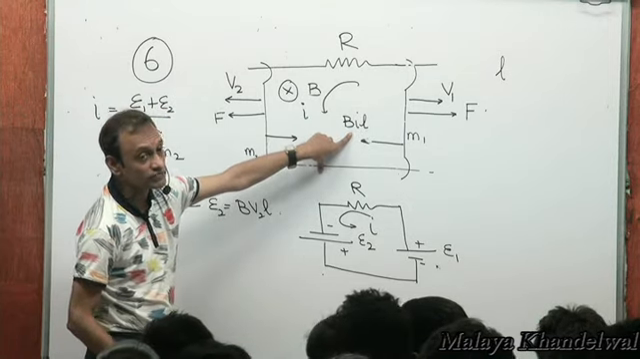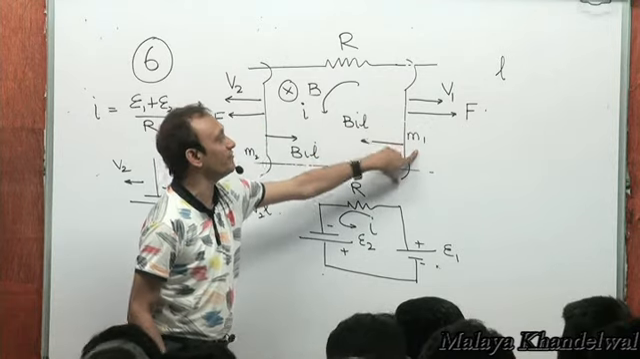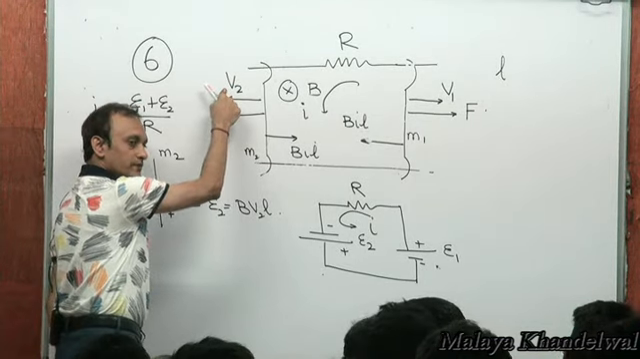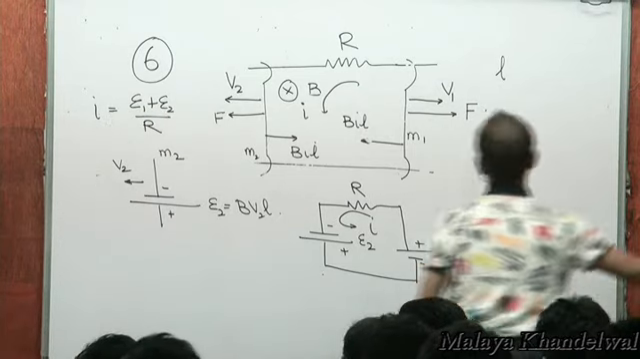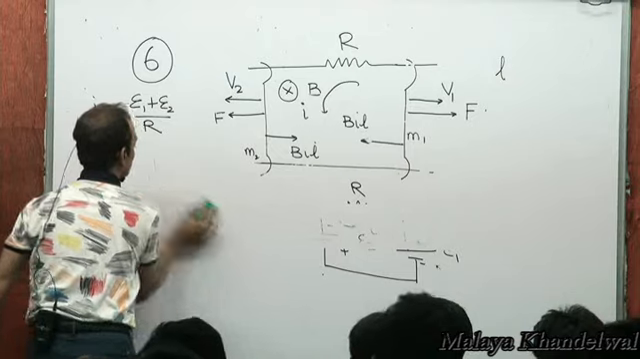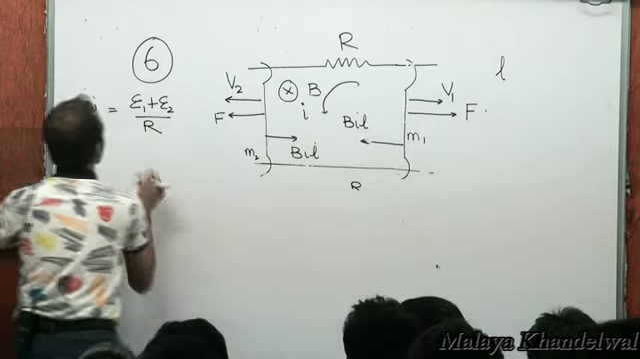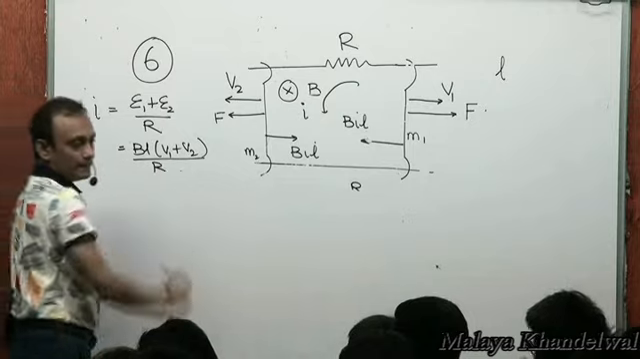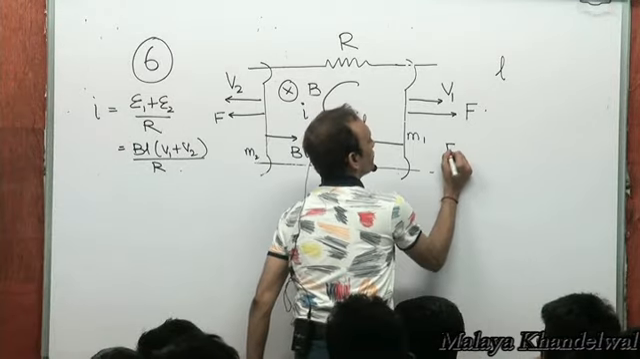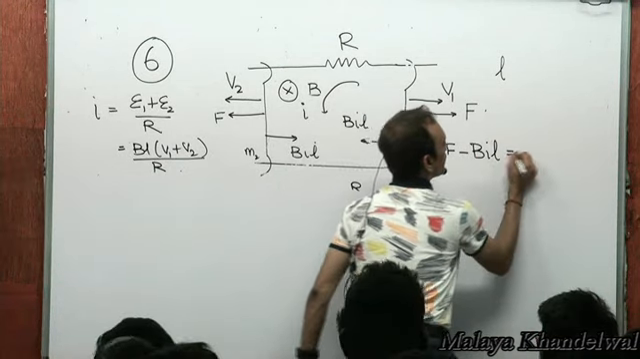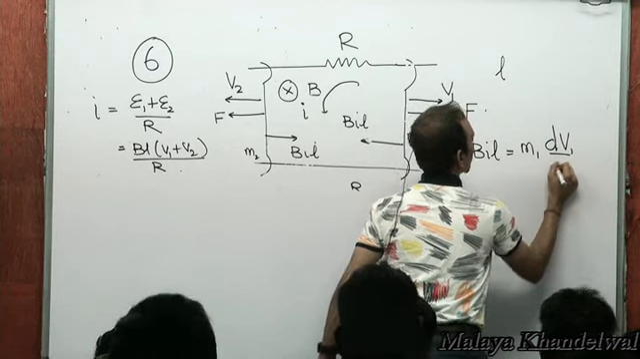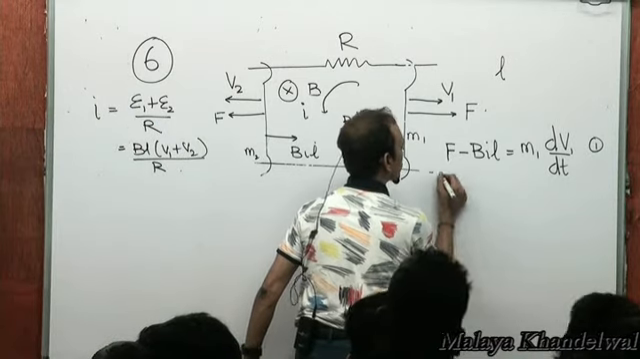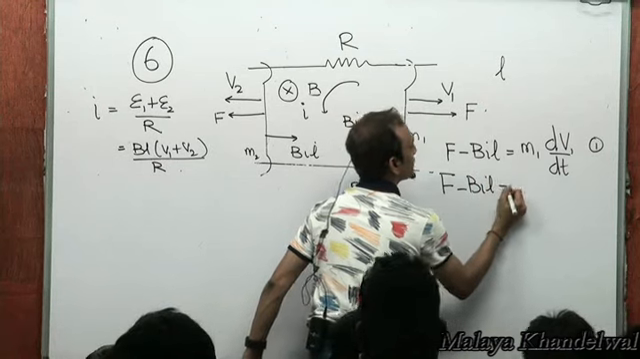So I can write the equation of motion for this. F minus BIL is M1 dV1/dt. For this, F minus BIL is M2 dV2/dt. Yes or no? Of course, I is BL(V1 plus V2) by R. That's the current, right? Equation of motion of this connector is F minus BIL is M1 dV1/dt. That's the equation of motion of this connector. F minus BIL is M2 dV2/dt.